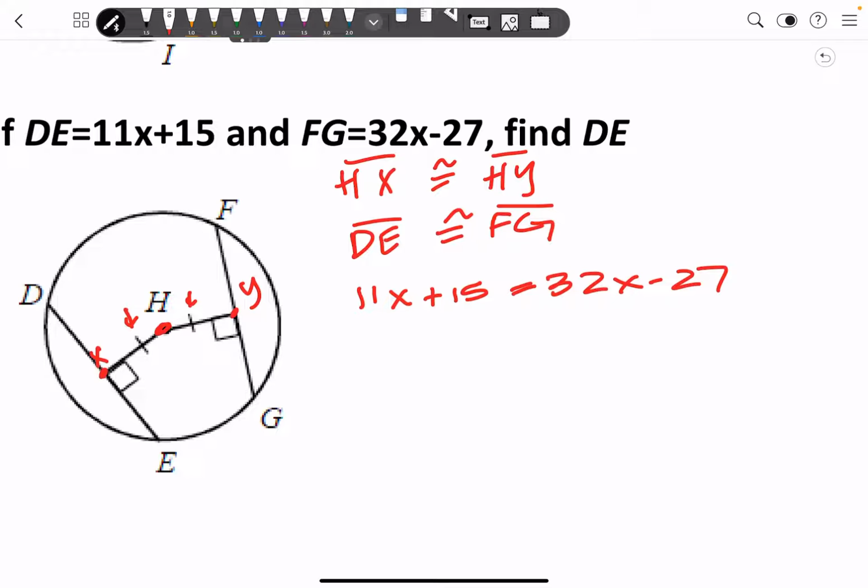So solve for x, and then find DE. Okay, and in order to help you check your answer, you should get that DE is going to equal 37. Awesome. I hope you've got this down.